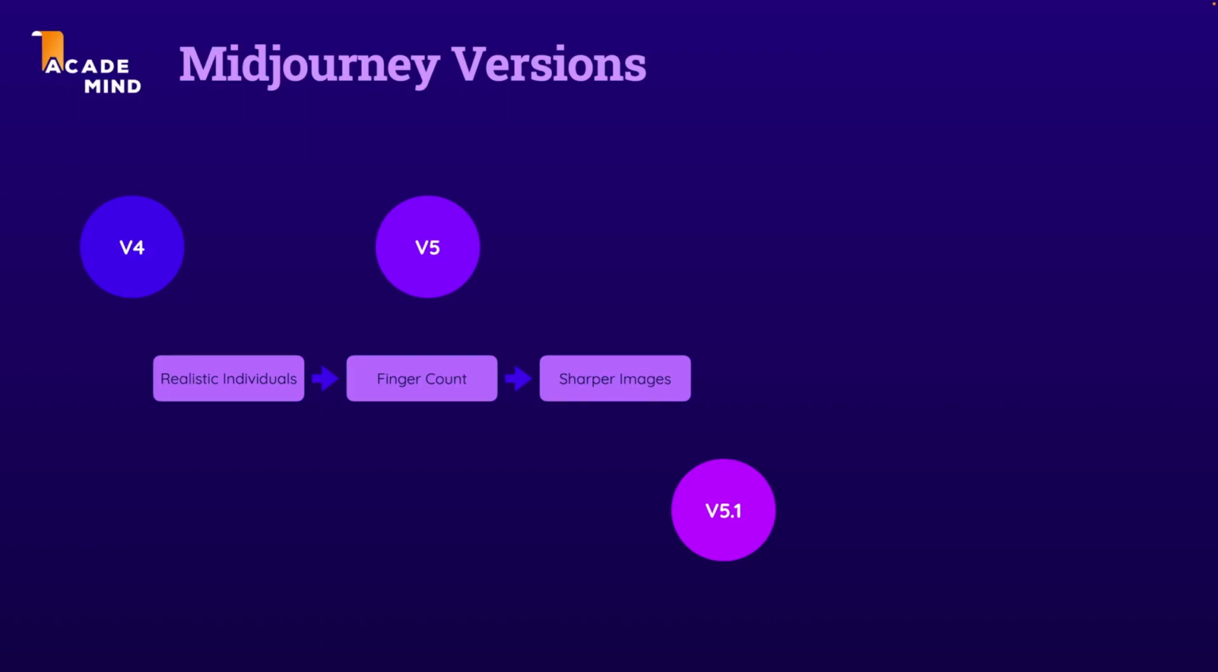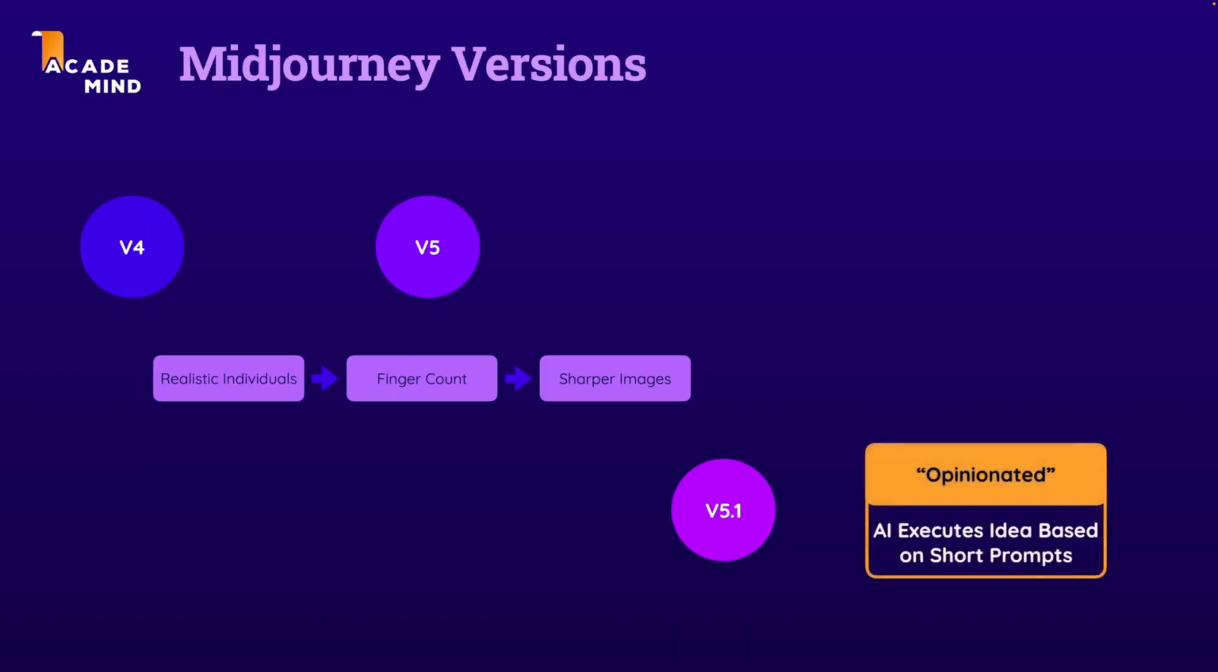This has a reason, because version 5.1 is a so-called opinionated model. Midjourney's goal is to make image creation as easy as possible. Therefore, such an opinionated model simply means that the AI executes ideas based on shorter prompts. So you could say that the AI is more creative and tries to understand what you're looking for. This is actually great, and we will also use version 5.1 in this module now, because 5.1 is also the default model used in Midjourney at the moment.